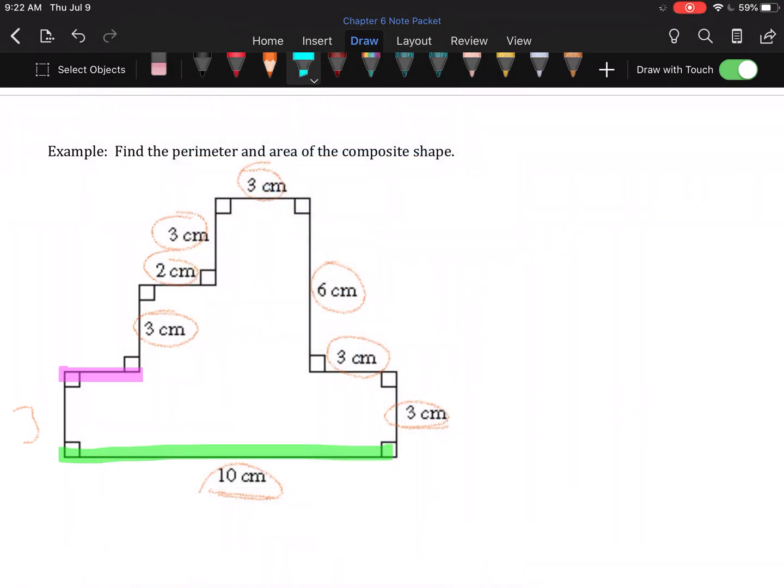So let's go backwards. Here's 3. Here's 3, so that's 6. Here's 2 more, that's 8. So what's left if the whole thing across is 10? 2. If I have 2 more, that would get me my 10. Here's my highlighting so far. All right, so those numbers are all the numbers I need for my perimeter. So I'm going to go ahead and get rid of all these circles as well.